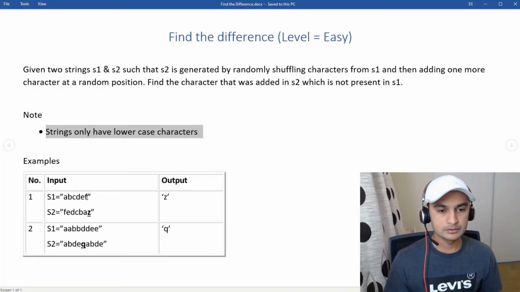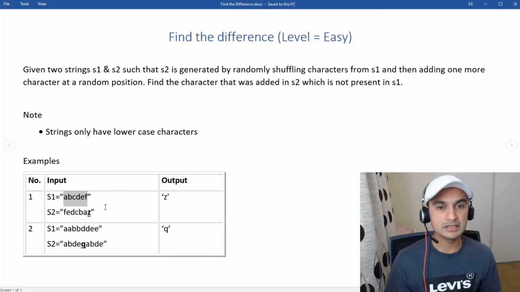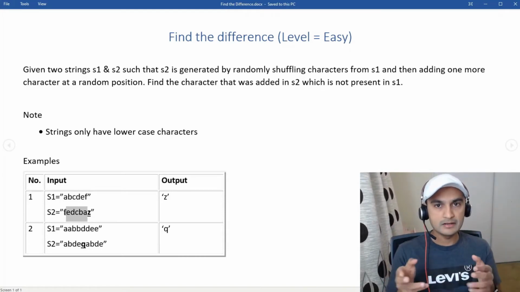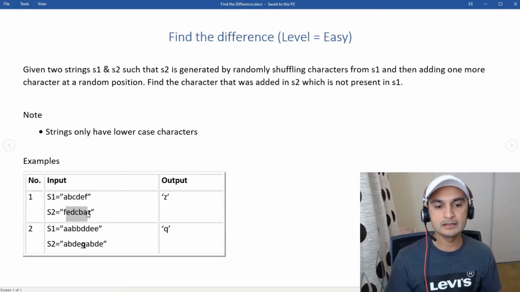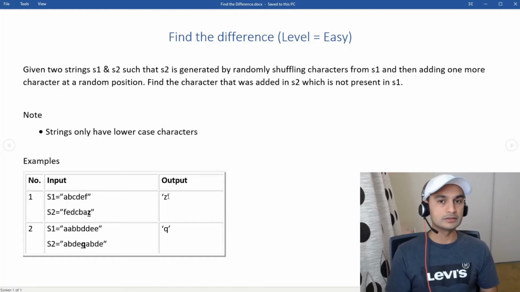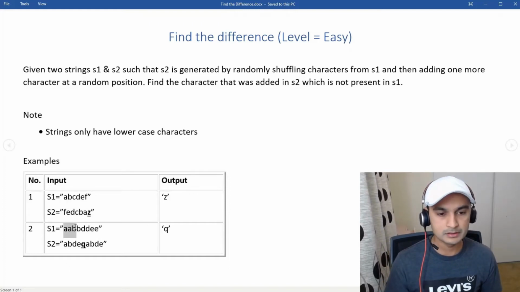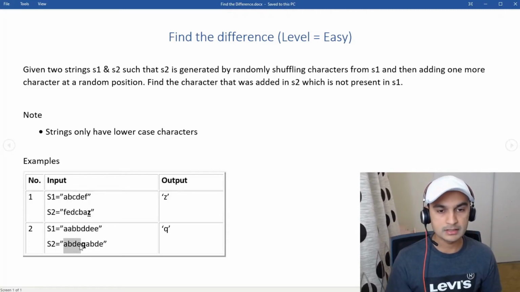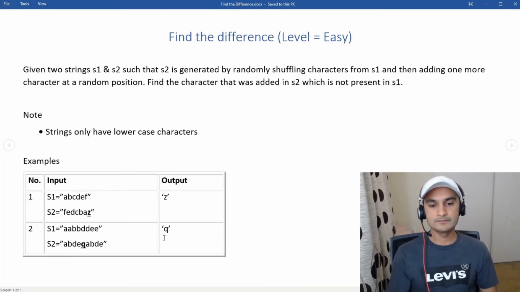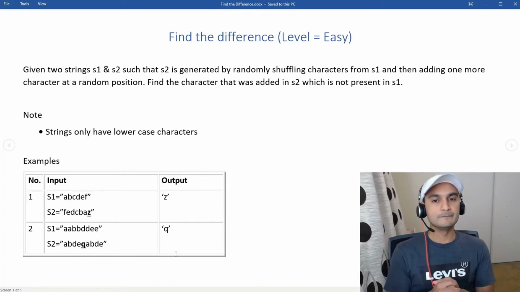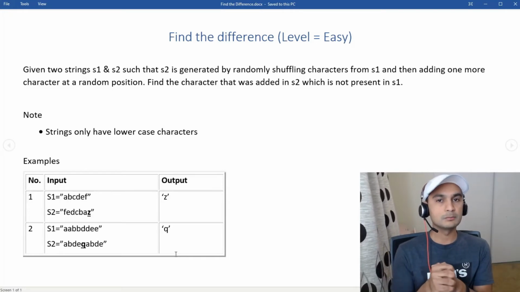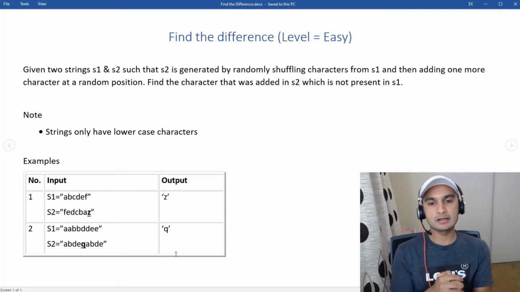So let's look at the examples. Our S1 is A, B, C, D, E, F, and S2 is randomly F, E, D, C, B, A, and then additional character Z. So obviously the output is Z. Now the second example is A, A, B, B, D, D, E, E, and the S2 is A, B, D, E, and then extra character Q, and then again A, B, D, E. So the output is Q. So there you go. These are the two problems. Let's try to solve them together. Let's figure out the approach on the whiteboard and then come back and run the code.